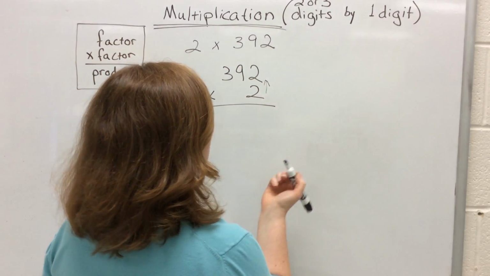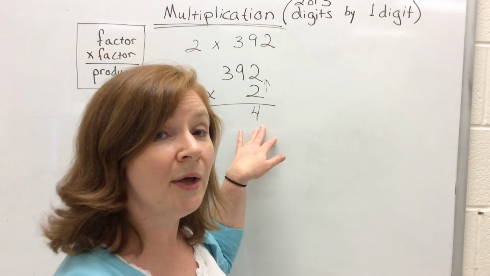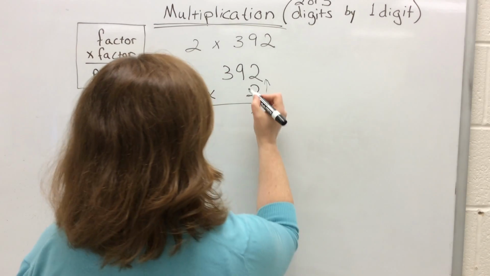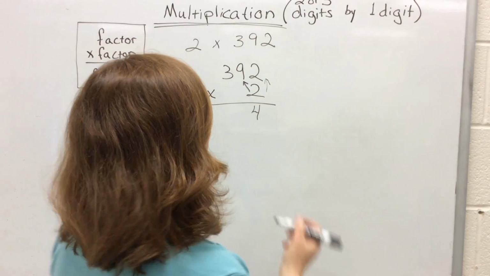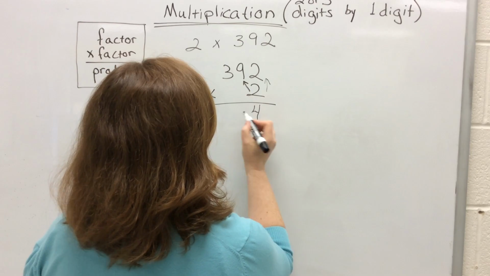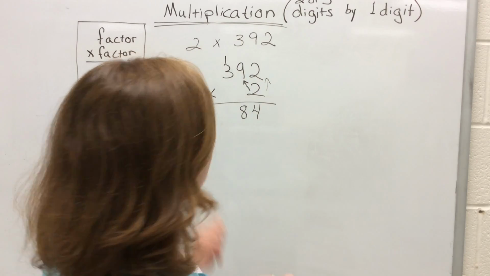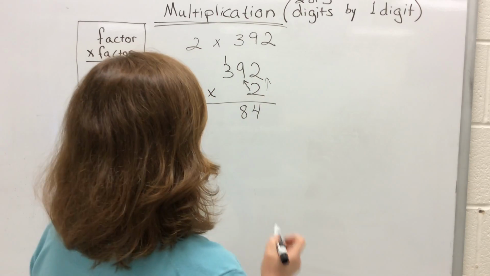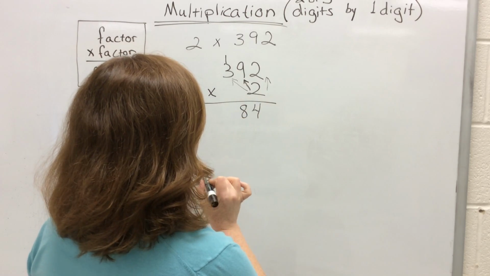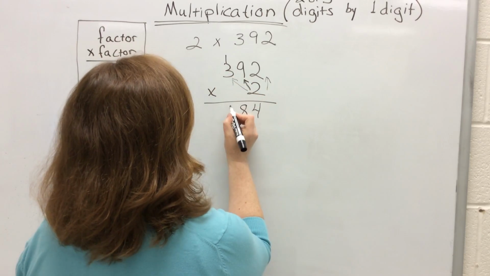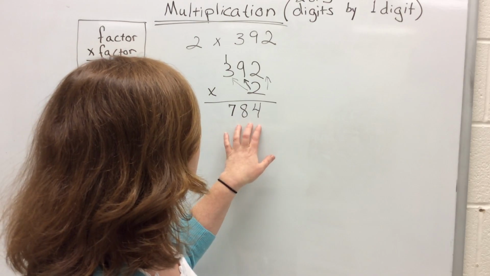So 2 times 2 is 4. There's nothing to regroup in that because it's only 1 digit, so I just put my 4 below my ones place. Next, I multiply the 2 times the 9. That is 18. And so I will put my 8 down here, and I will put my 1 from my 18. I'll regroup it and put it above the next digit to the left, which is my hundreds place. Next, 2 times 3. That is 6, and plus I need to add the 1 more, and that becomes 7. So my product in this problem is 784.